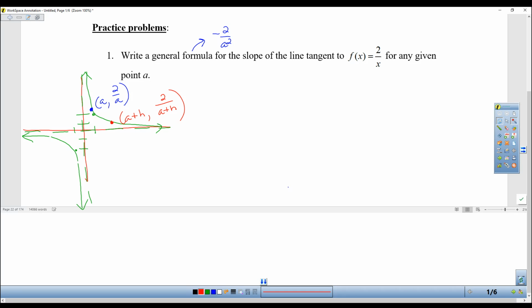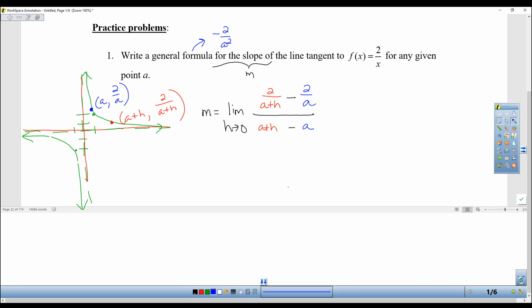I don't know if you remember from last class that sometimes getting the y value is in and of itself a problem. But not for these. Don't worry, this one will have a different problem. So the general formula for the slope, so I'm going to call it m. The slope is the limit as h approaches 0 for y2, 2 over a plus h, minus y1, 2 over a, all over x2, a plus h, minus x1, which is a.